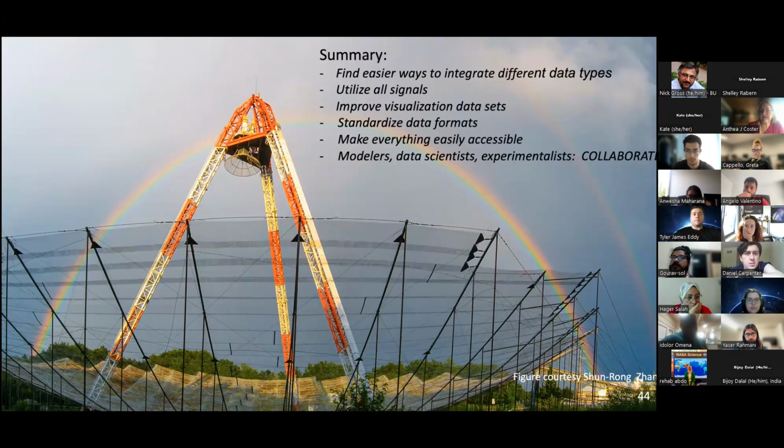I want to, again, argue that incoherent scatter data is really important, as a telescope, I think, for really seeing the individual processes, but you need to combine it with everything else you can get. We need to utilize all data signals that are available, so we need to start processing everything. I think being able to improve visualization of data sets is critical, standardizing data formats.